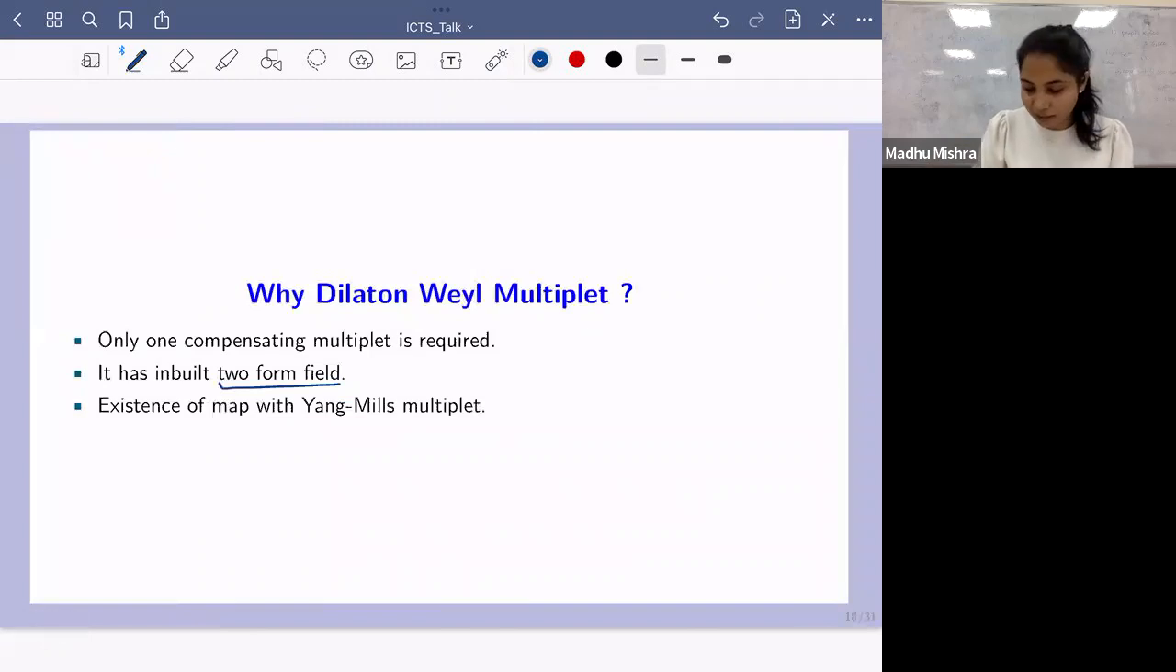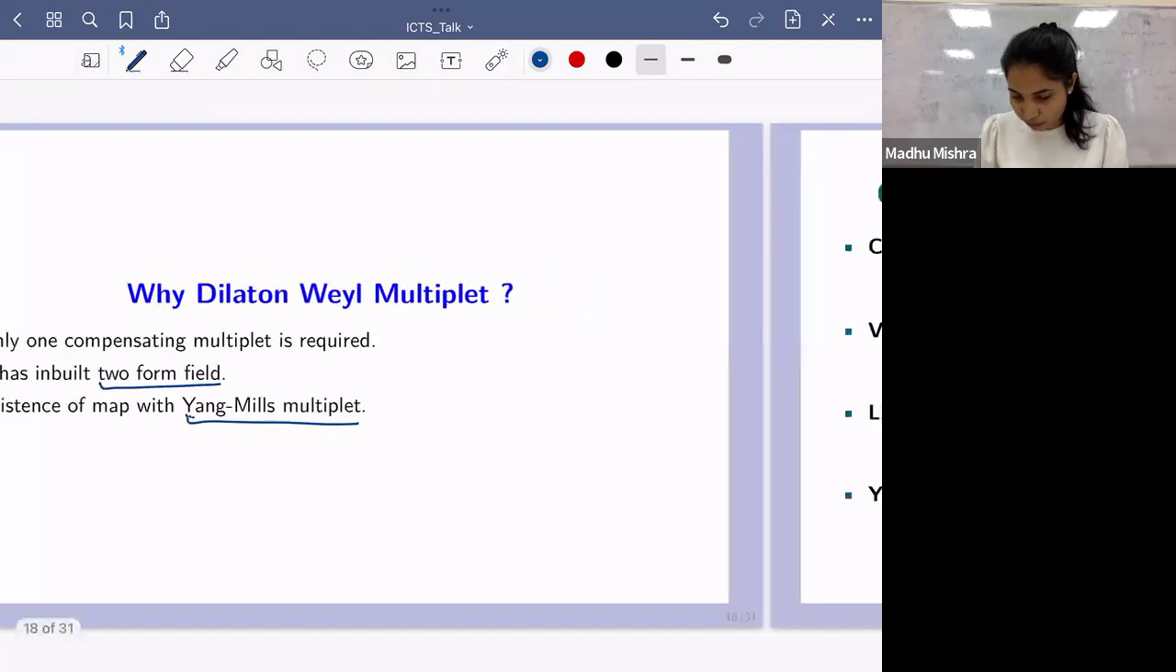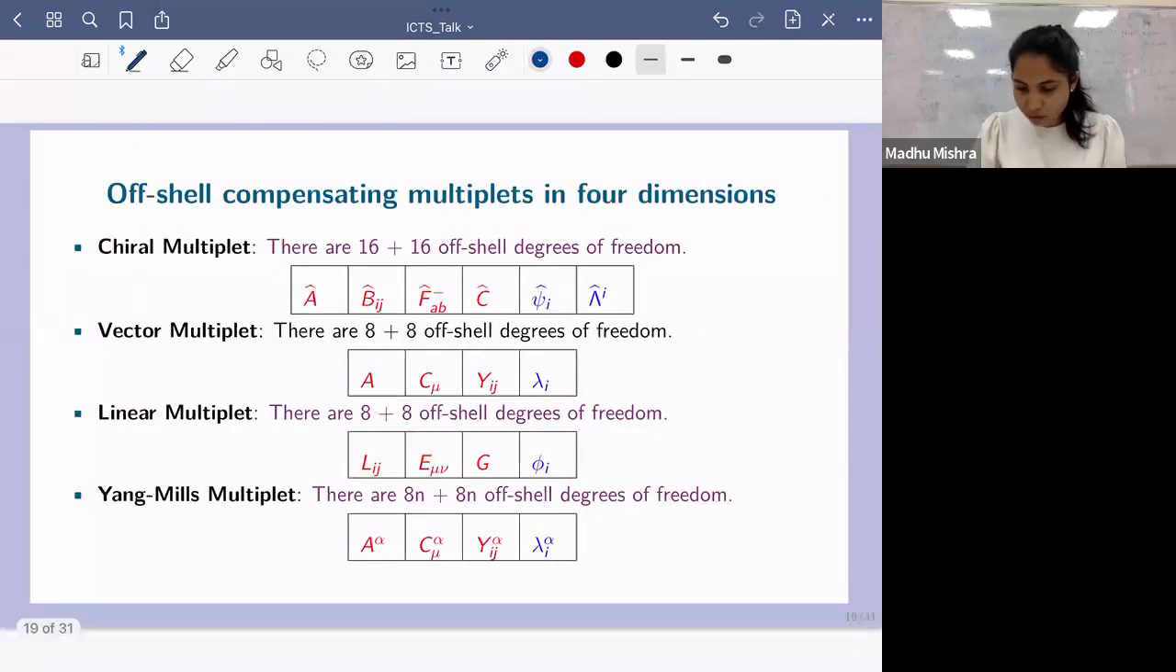And the advantage that we used was the map between the dilaton Weyl multiplet and the Yang-Mills multiplet. There exists a map between the curvatures of the dilaton Weyl multiplet and the Yang-Mills multiplet, which we can use to construct a higher derivative action just by writing the action for the Yang-Mills multiplet. And this is what we are going to do now. So this is the list of some off-shell compensating multiplets in 4 dimensions for N=2 theory. Although I won't be using all of it, what I will be using is the chiral multiplet and the Yang-Mills multiplet.